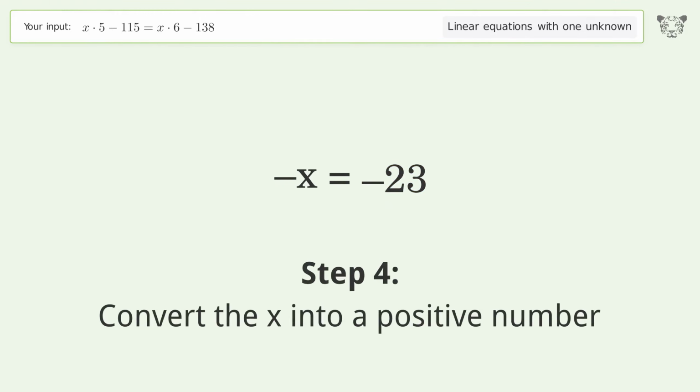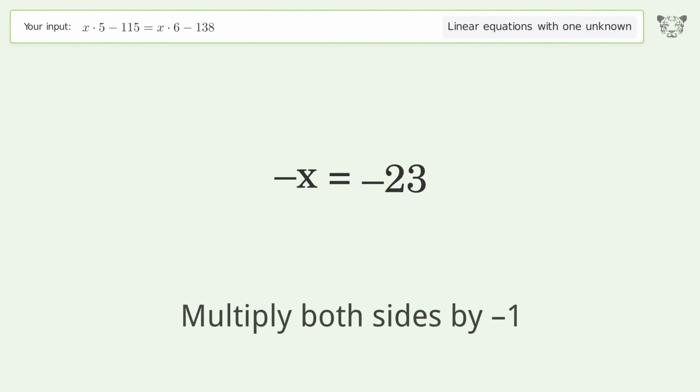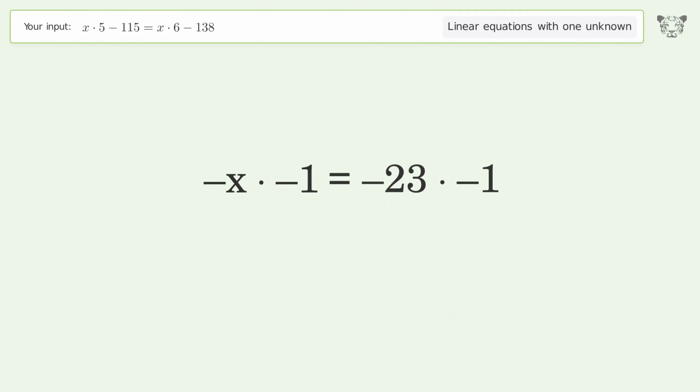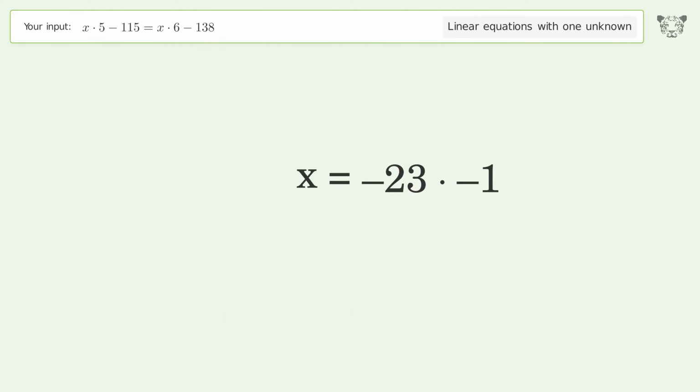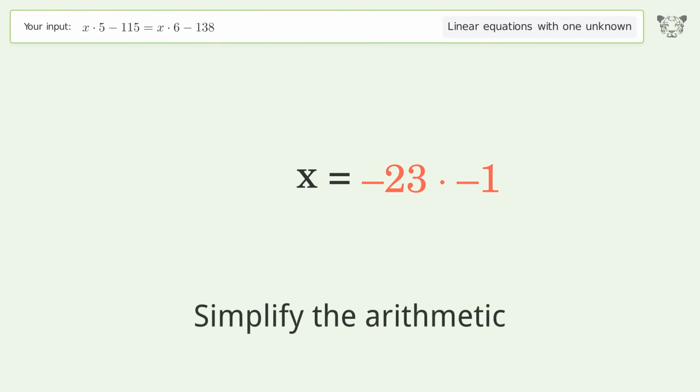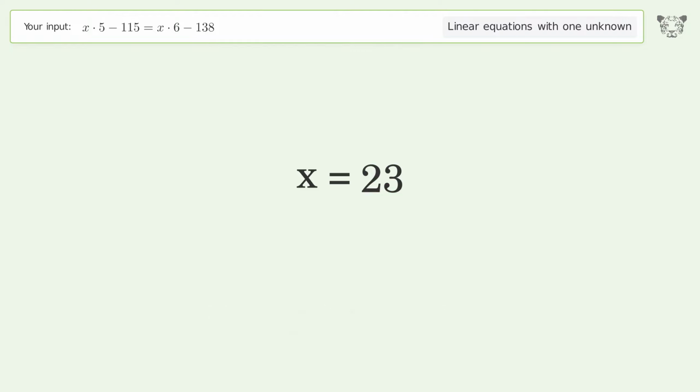Convert the x into a positive number. Multiply both sides by -1. Remove the ones. Simplify the arithmetic. And so the final result is x equals 23.